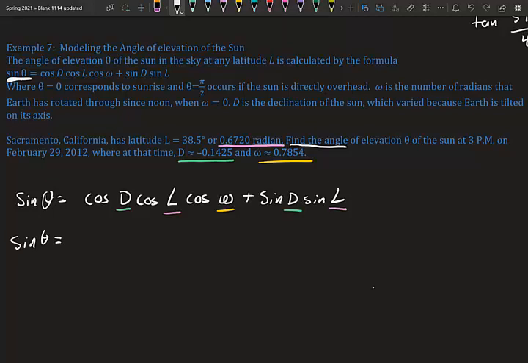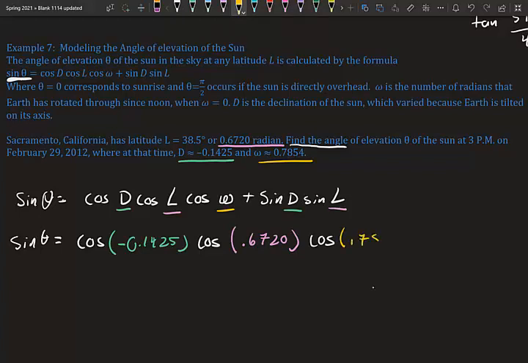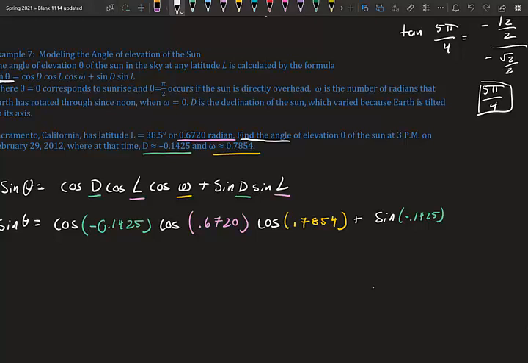So we have sine theta equals cosine D, which is negative 0.1425, cosine L, which is 0.6720, and then we have cosine W, which is 0.7854, and then we're going to add that to sine D, which is negative 0.1425, and then sine L, which was 0.6720. All right, let's plug that all into our calculator. Literally, that whole right side we're going to plug into our calculator.